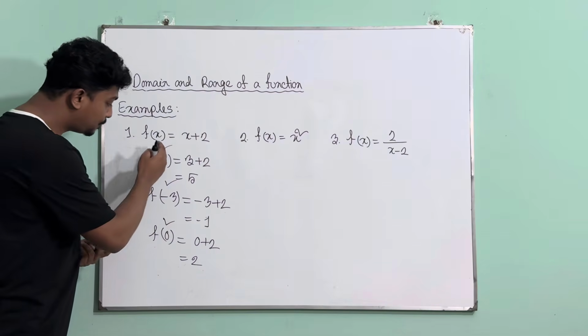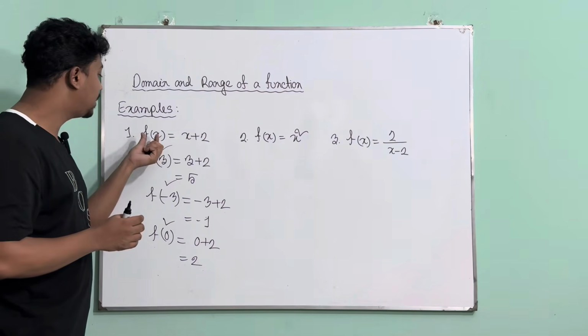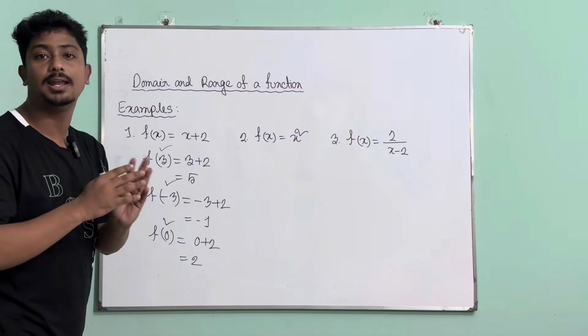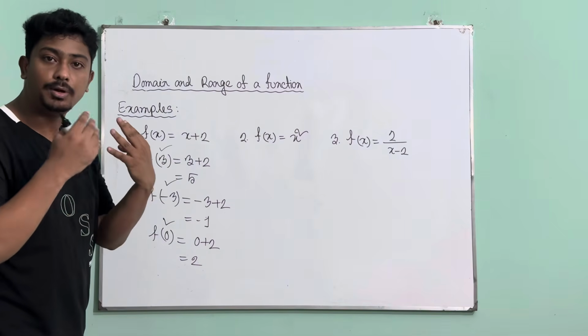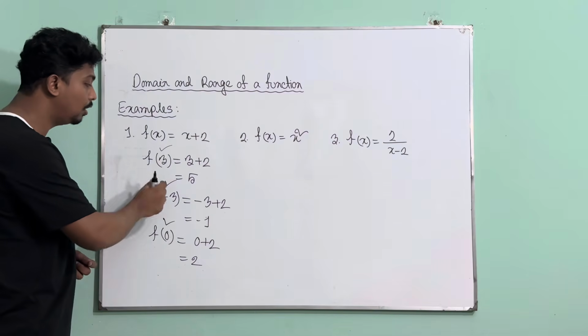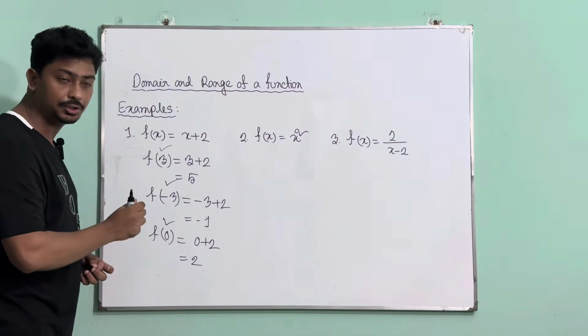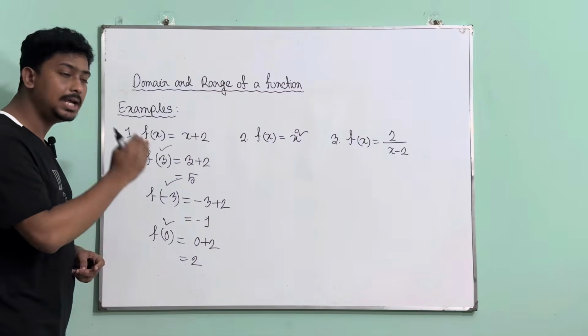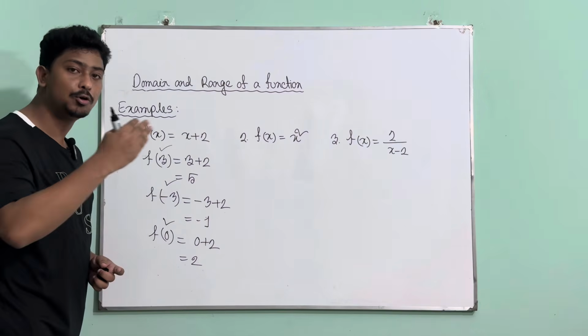Here we can put positive, negative, 0, any number. Whatever number you put, you are never going to get an illogical value. Every value will be logical for whatever value you put. So every number is the domain of this function, because we can put any number here and we are going to get an output.